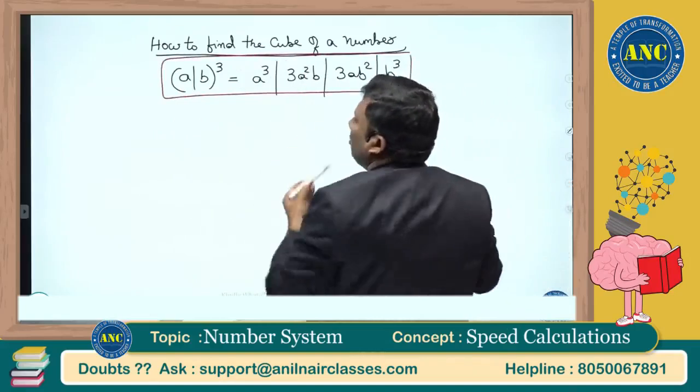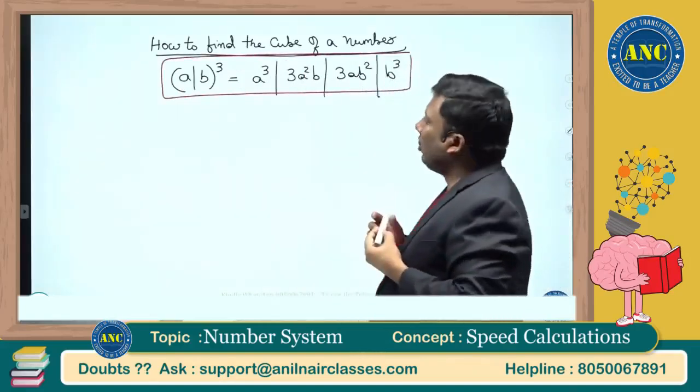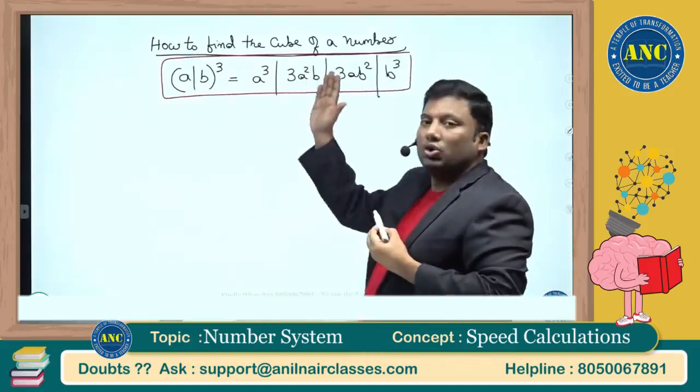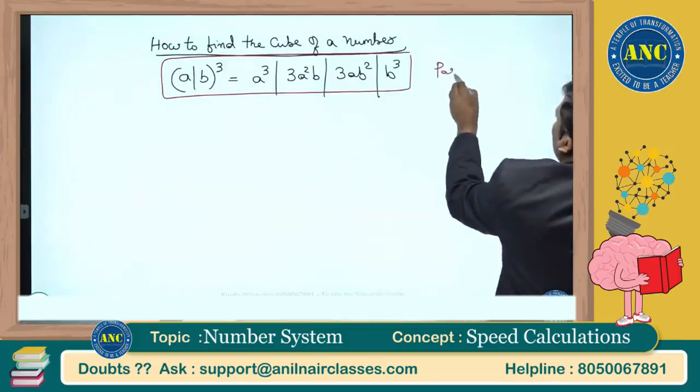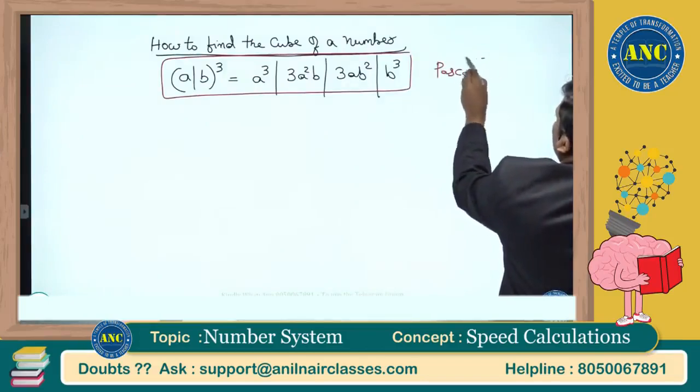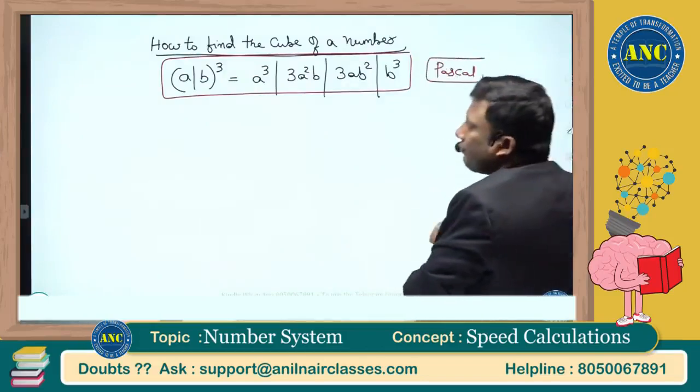Please do not change the order of a. Degree of a should decrease by 1. This was proposed by a famous mathematician, Pascal.